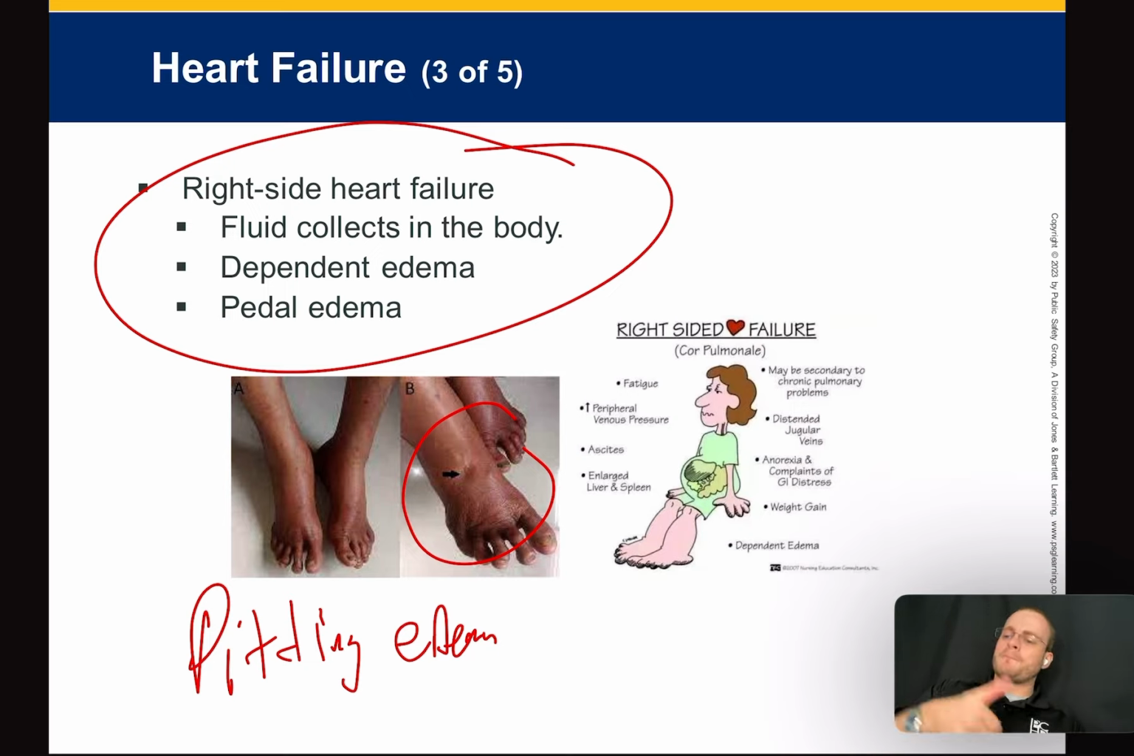You'll push on it, but it immediately pops back to its original shape. But when you push on it and it pits, it stays pitted. That's called pitting edema. This is a common cause of right-sided heart failure. So this becomes a problem, right? You could also see this back into the liver and into the stomach, so you could get something called ascites, okay?